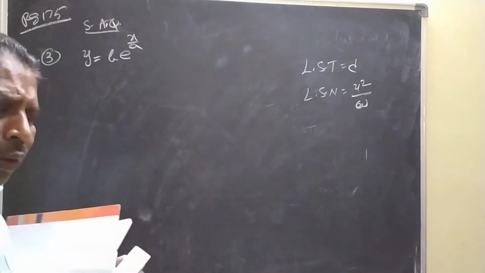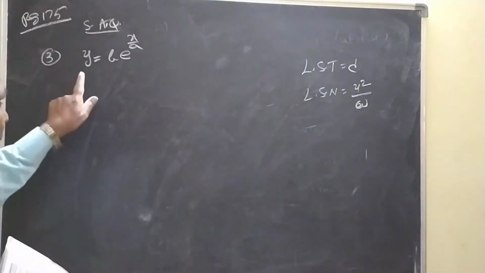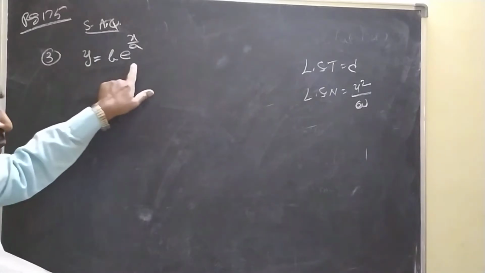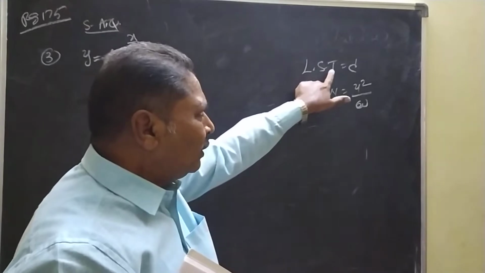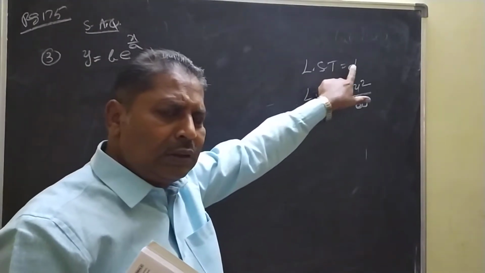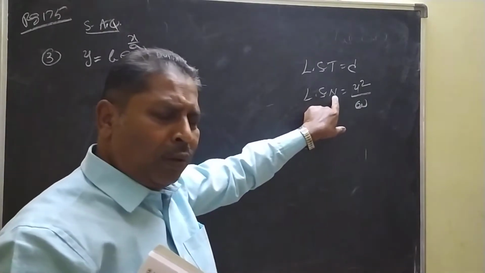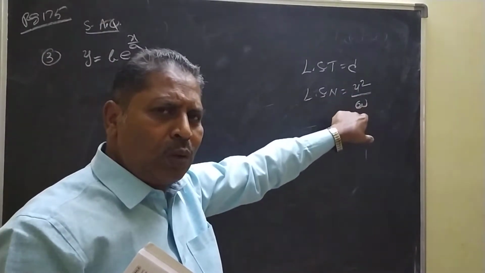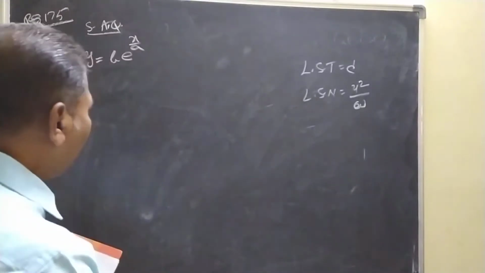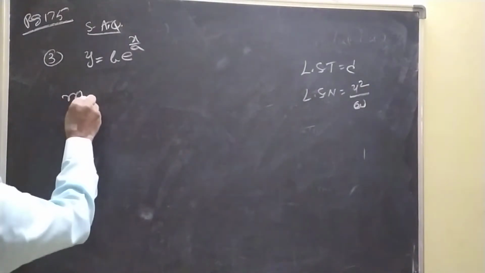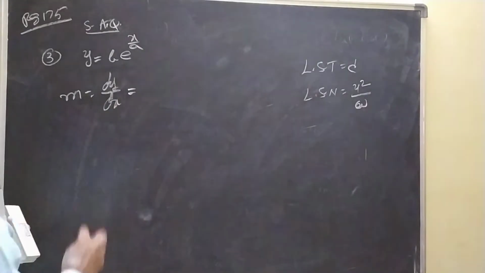SAQ third problem. Given curve equation is this one. Show that length of the subtangent is constant. Length of the subnormal equal to y square by a. So first calculate m. M is nothing but dy by dx.